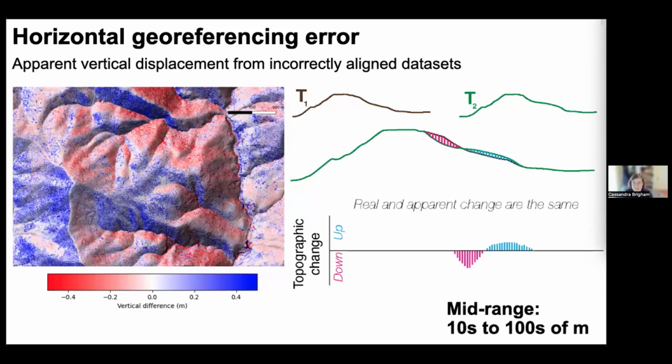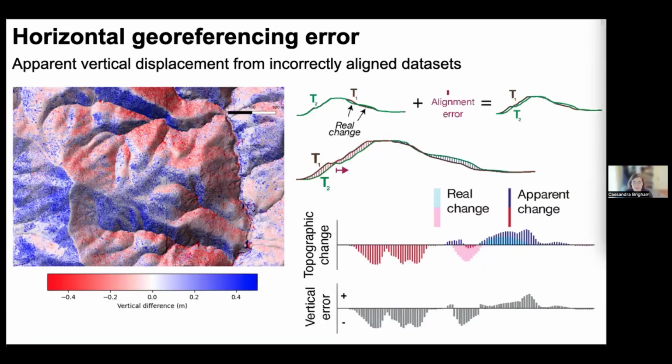Accurate vertical differencing results require that the topographic data sets are well aligned, or in other words, are correctly georeferenced. When horizontal georeferencing errors are present, a topographic feature in one data set is offset from itself in the other data set. This is shown in the schematic here. So here's an example of two data sets that are well aligned. When you difference T2 from T1, all of the topographic change that you are measuring is real change. So the real and apparent change are the same.